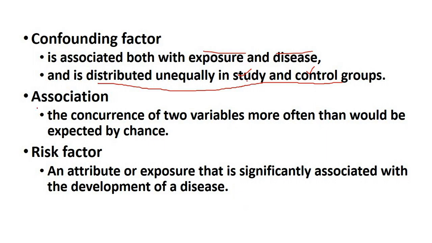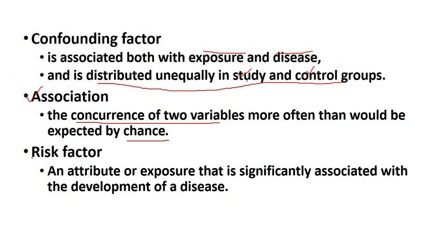So what is defined as association? It is the concurrence of 2 variables more often than would be expected by chance. There will always be concurrence of 2 variables expected by chance. If it is in excess of this expected chance, then we call it association. The concurrence of 2 variables more often than would be expected by chance is called association.